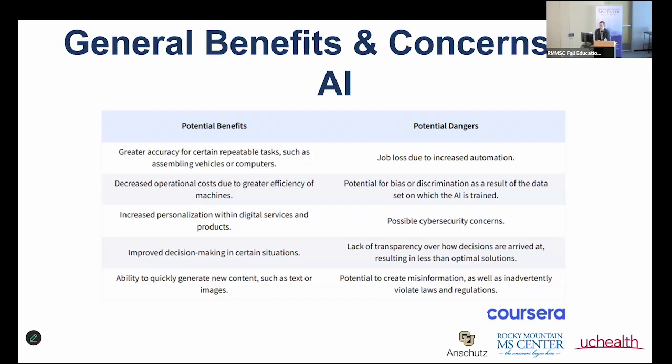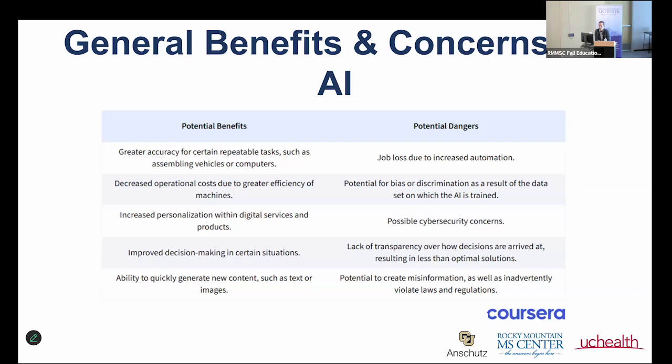There may be improved decision making, which is one thing that we'll talk about specifically with medicine: can we use AI to help us not make mistakes? And then we may also just be able to use AI in more of this generative capacity. Can we use AI to make diagrams or create text and things like that that might allow us to more efficiently accomplish tasks? As you can imagine, there's downsides to that as well.